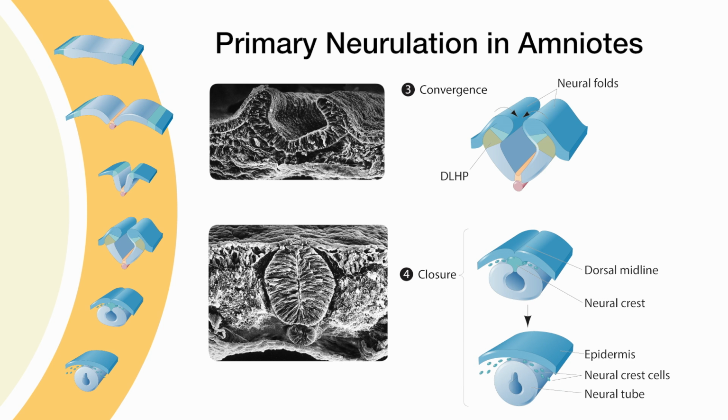Finally, the folds make contact in stage 4, during which the neural crests delaminate and migrate away, and the opposing edges of the surface ectoderm fuse together and pull away from the neural plates. Simultaneously, the opposing edges of the neural plates also fuse to close the neural tube.